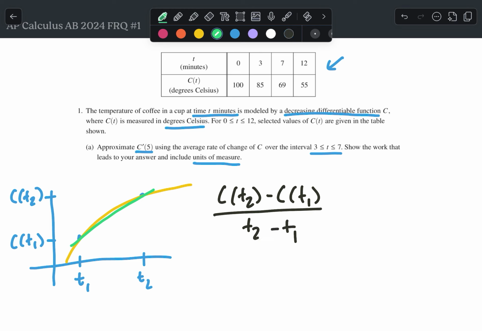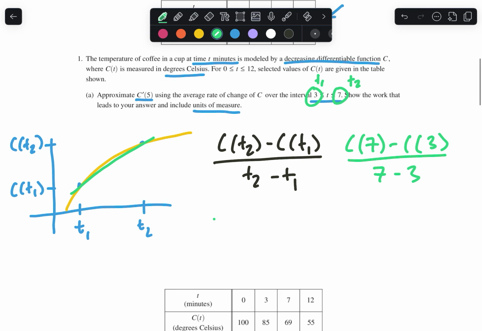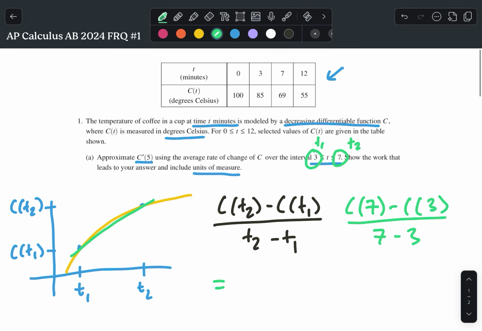Okay, and so for this specific problem, we have these two values, 3 and 7. So we're going to say that 3 is T1 and 7 is T2. If we plug these into our average rate of change equation, we end up with C of T2, which is C of 7, minus C of T1, which is C of 3, over T2 minus T1, so 7 minus 3. We can use the values in our table up above to plug in for C of 7 and C of 3.